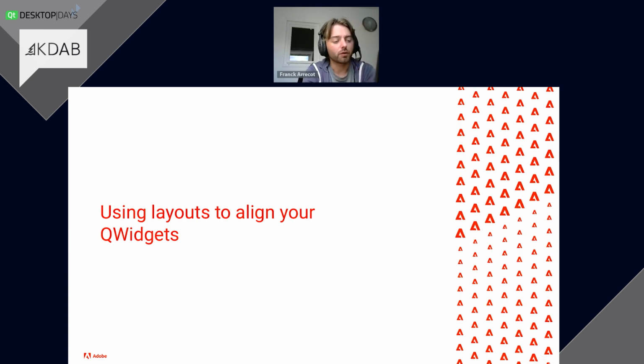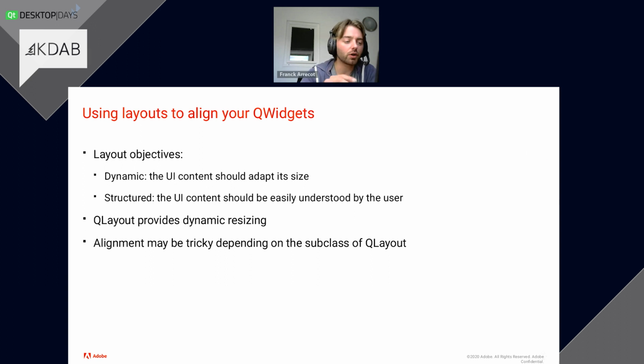Okay. So first thing first, using layouts to align your Qt widgets. This is like the most basic thing on Earth. You want to organize your view. You want the dynamic aspect of it, meaning that when you create a view and you have it in a nice way, when you resize your window, you want everything to resize correctly, and to always be relevant for your user.